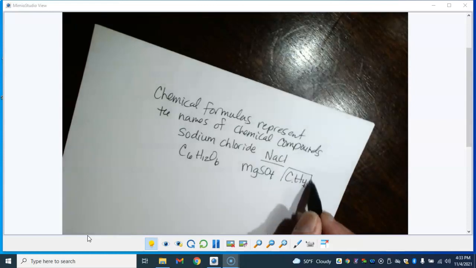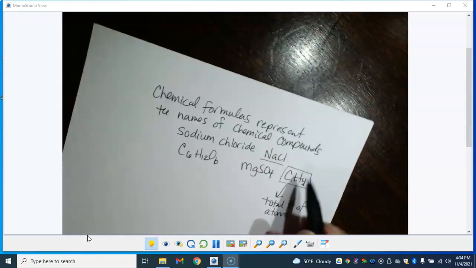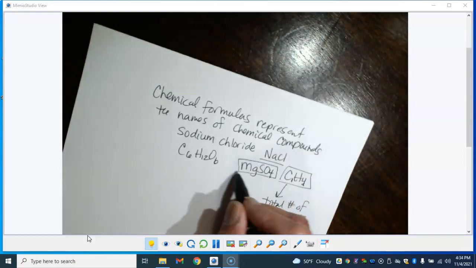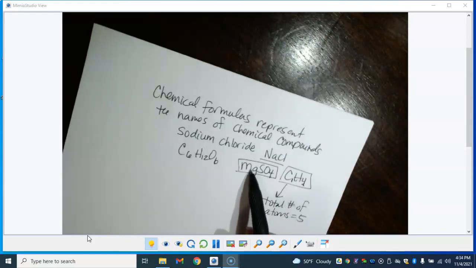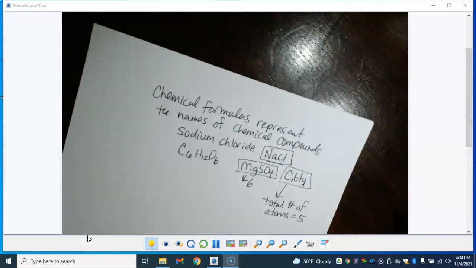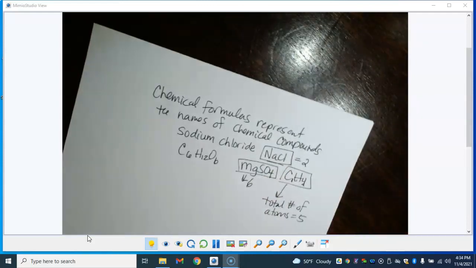Okay, so CH4 is methane gas. If I was looking at CH4 and I wanted to know the total number of atoms present in this formula, I'm just going to add them up. I have my pretend 1 right here, and I have 4 hydrogen atoms, so my total number would be 5. If I was to look at MgSO4, I have 4 oxygen, 1 sulfur, and 1 magnesium, so my total number of atoms in this chemical formula is going to be 6. NaCl, I have no subscript, so that means I have 1 chlorine atom and 1 sodium atom. So I have a total of 2 atoms in this chemical formula.